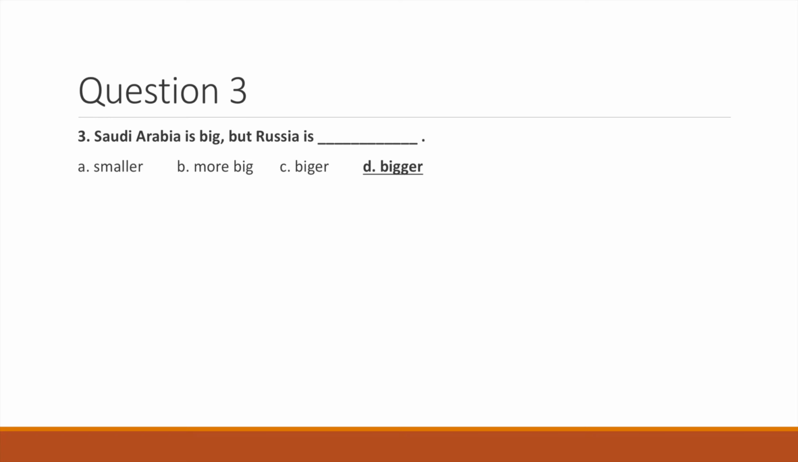Question 3. Saudi Arabia is big, but Russia is blank. In this example, we have to remember Saudi Arabia is a big country, but Russia is a huge country. So we know Russia is bigger. Because we have an adjective with consonant, vowel, consonant, we have to double the G and add ER. Also, because I'm comparing Russia to Saudi Arabia, we don't need to include than.